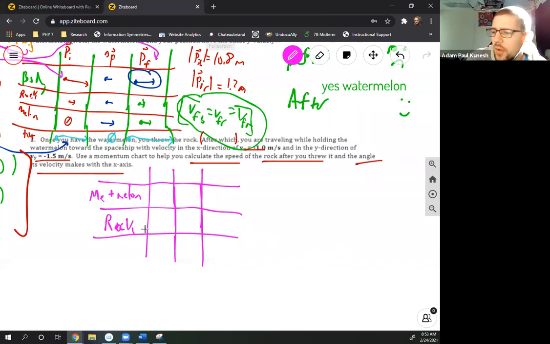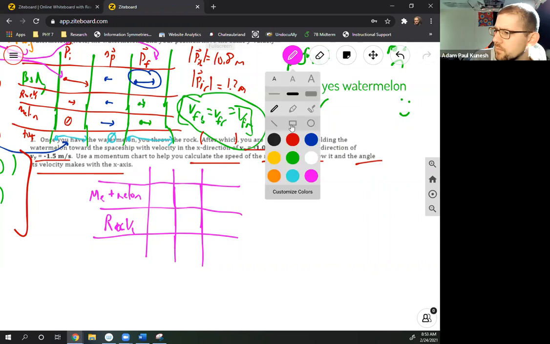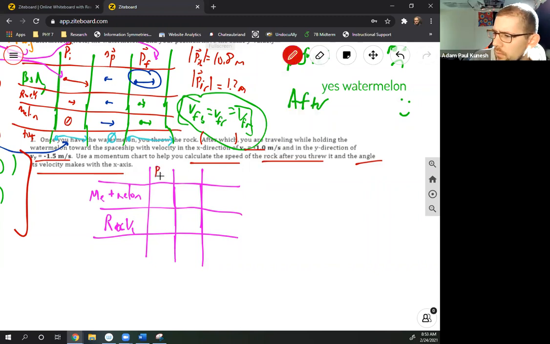So again, the reason that it's okay for me to think of the melon and me as being a single body is because we're just traveling with one another, both before and after the interval. Is that okay? Does that make sense too? All right, so again, if you're typing, please do keep typing.